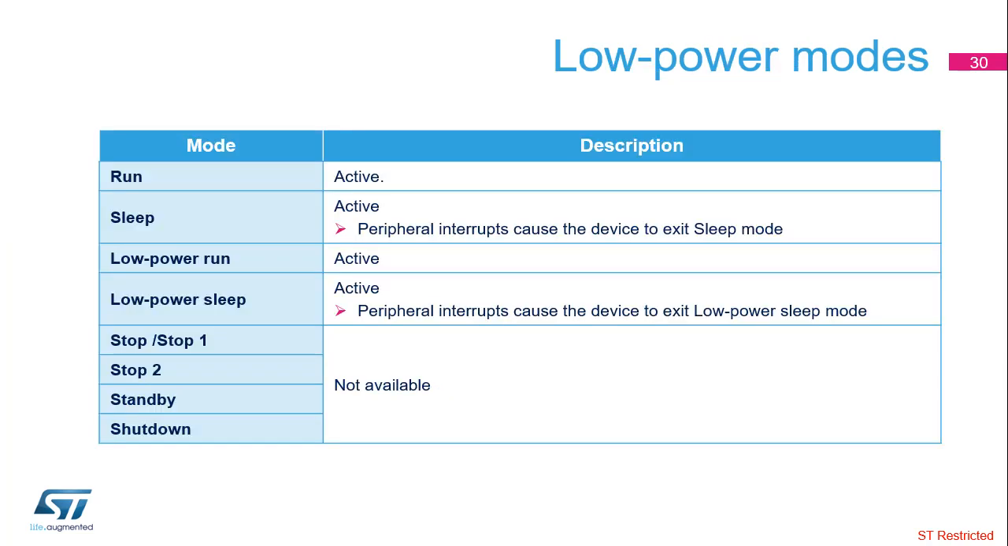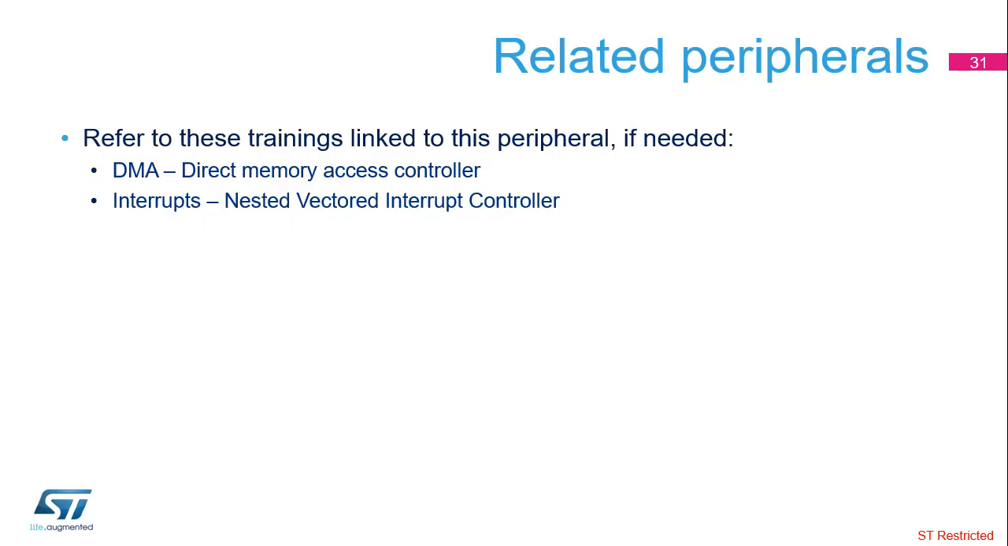The Cordic unit is active in run, low power run, sleep, and low power sleep modes. It is not available in the other low power modes. These peripherals may need to be specifically configured for correct use with the Cordic block. Please refer to the corresponding peripheral training modules for more information.